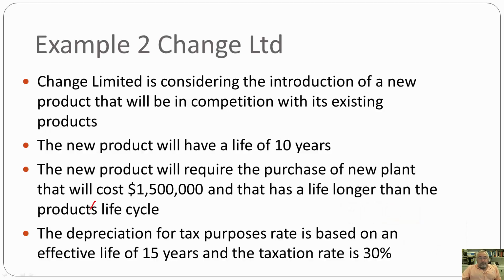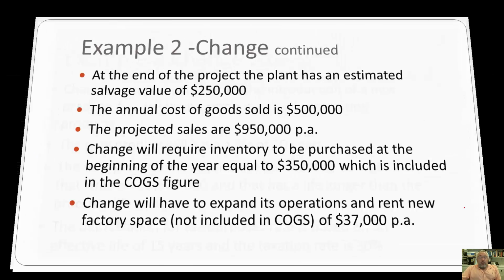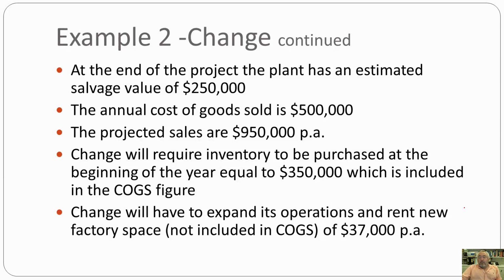So we're going to depreciate it over 15 years. At the end, we're going to have a cash flow associated with getting rid of this plant. But for the moment, we're going to worry about the upfront investment and then the depreciation. At the end of the project, after 10 years, that plant still has a value of $250,000. We're expecting sales every year to be $950,000 and the cost of goods sold is $500,000.